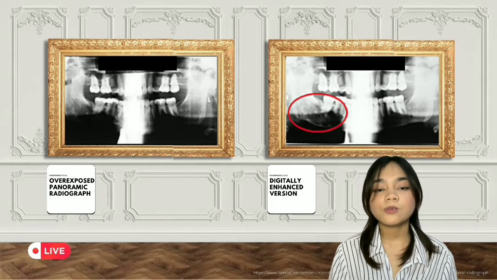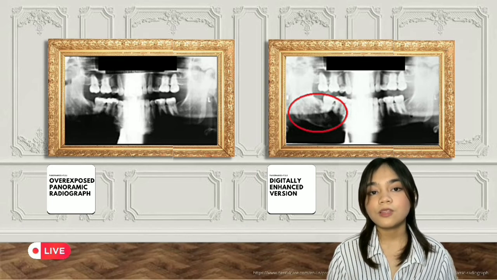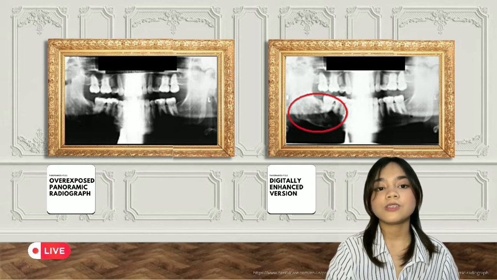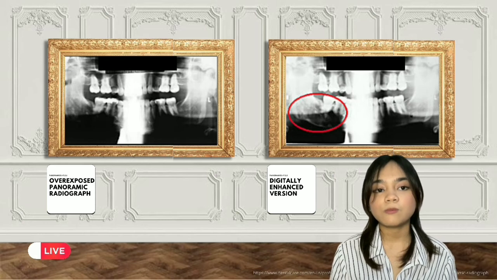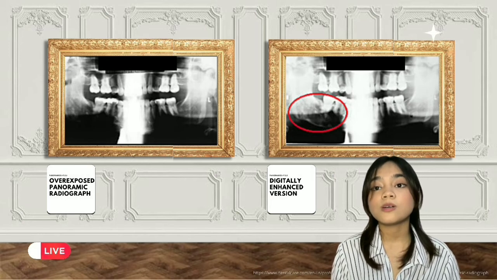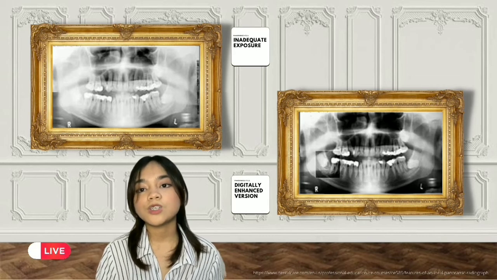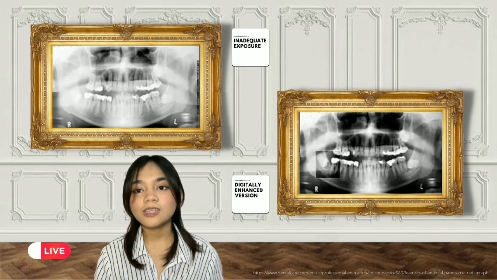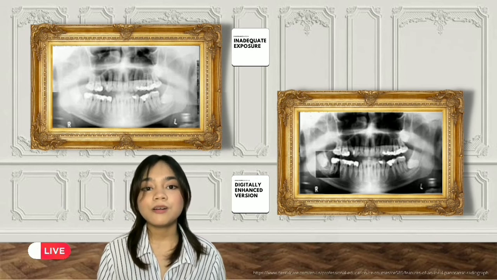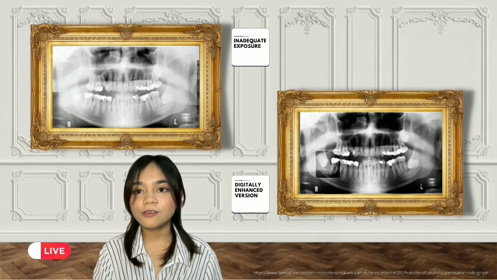Now, let's turn our focus on the right side. We have here the digitally enhanced version of the first photograph. We can see that there is a radiolucent region causing expansion and thinning of the inferior cortex of the right mandible. So we cannot see this if the photo was overexposed. These images demonstrate how inadequate exposure can lead to failure to detect pathologic features. This image on the right is a digitally enhanced version and clearly demonstrates the appearance of an impacted mandibular right third molar that was not readily apparent on the original on your left.